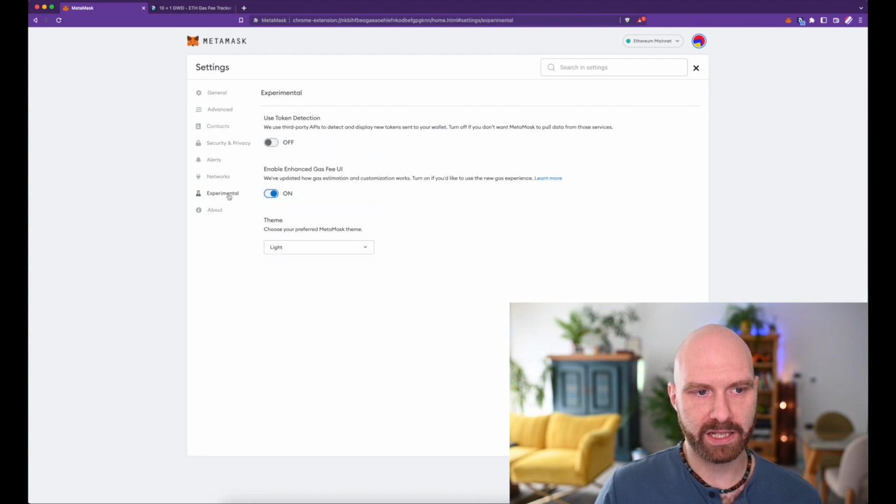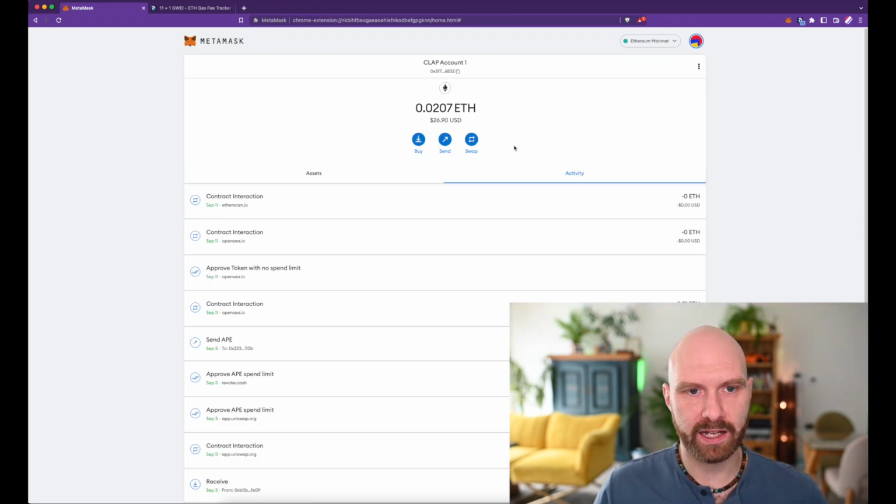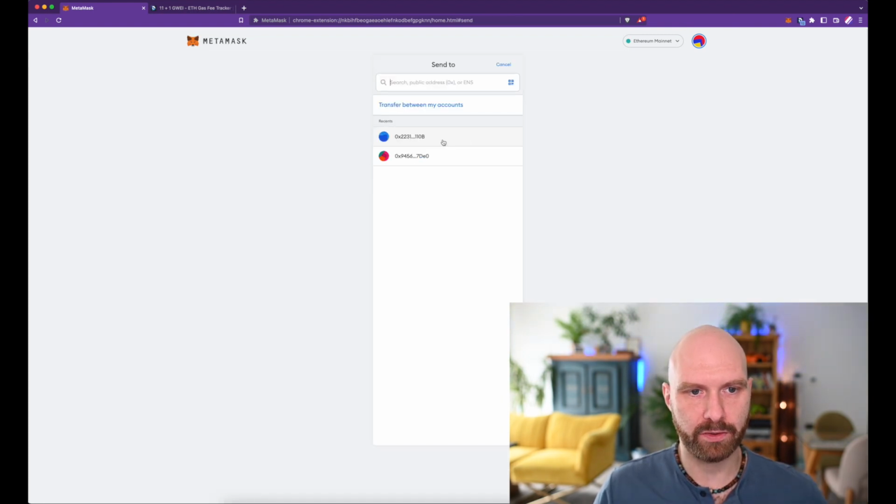And then also you can go to experimental and enable enhanced gas fee UI, which may also be useful. Once this is done, you can go back to trying to send a transaction. And if you want to preset a certain amount of gas, you would essentially just need to send some ETH to yourself. So you could pick your own account.